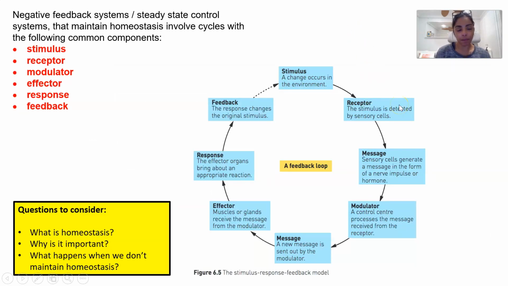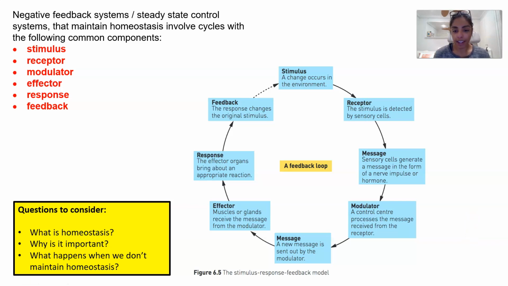All right, so negative feedback loops are a way of controlling the internal environment and keeping it within tolerable limits. They maintain homeostasis within the body, and they involve those keywords that we just went through: stimulus, receptor, modulator, effector, response, and feedback. Points that you may want to consider before we go any further again are to understand what homeostasis is, why it's important in the human body, and what could happen if we do not maintain homeostasis. Hopefully you've got some notes on that.